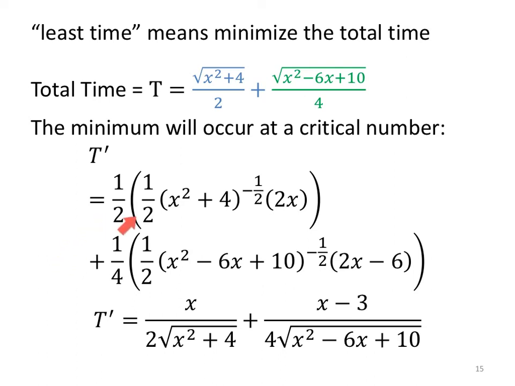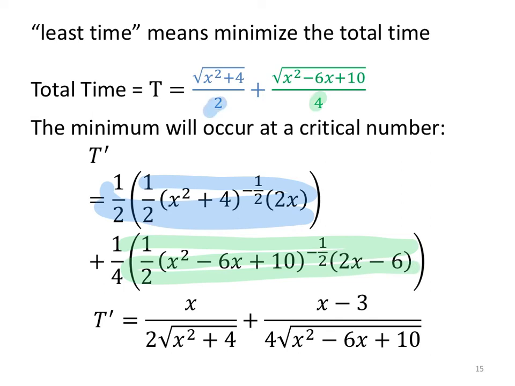I find my derivative of the blue portion. Let's put that in blue. And I find the derivative of the green portion, the 1/4, of course coming from here, and the 2, the 1/2 out in front. Combining like terms, simplifying, doing all the things that we do algebraically, we'll end up with t prime equals x over 2 square root of x squared plus 4 plus x minus 3 over 4 square root of x squared minus 6x plus 10. If you need to, take a minute, pause, check my derivative of the second piece, and make sure my algebra works out in order to get t prime simplified.